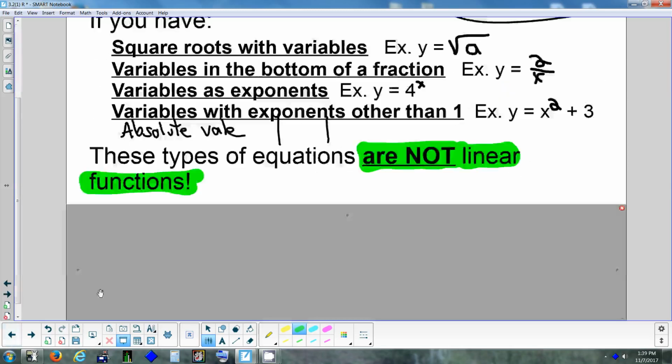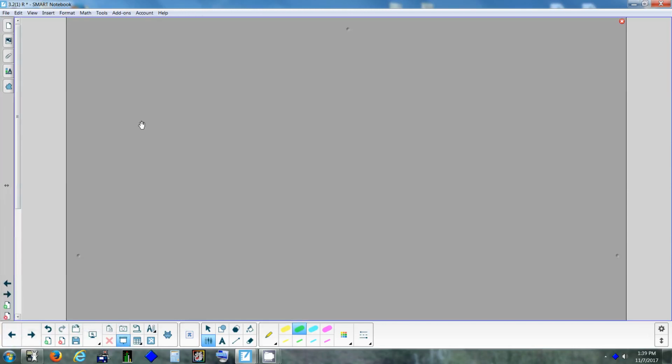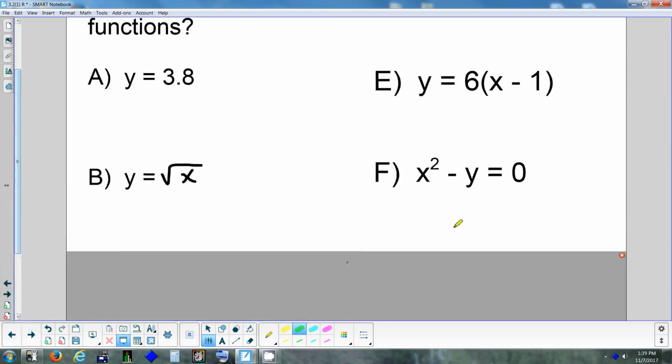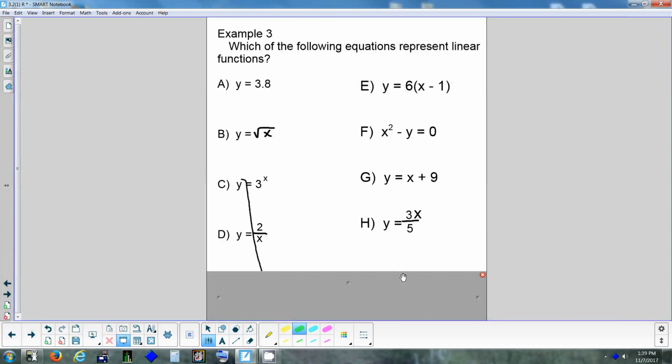So example 3, the last thing we're going to do today in terms of notes. Let's go through it. I'll scroll up. They can write them all down first. Give him a second, please. I'll give you guys a minute or so to get those copied down, and then we'll go through and determine whether they're linear or non-linear based on the notes that we just took.